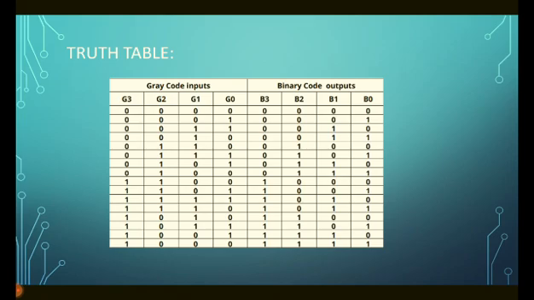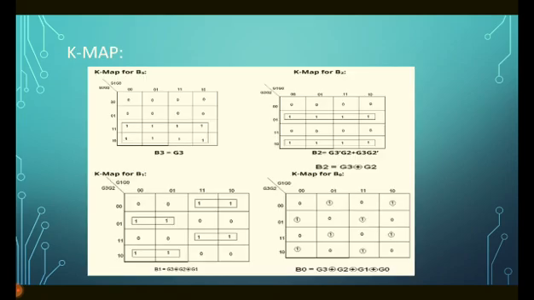When we give input value for G3 and G0, we get output value of B3, B2 and B1. When we give input value for G3, we get output value for B3, B2, B1 and B0. So using this truth table, I have given the K map for the output of binary, and I have grouped only the even number of ones, and I have given the equation.